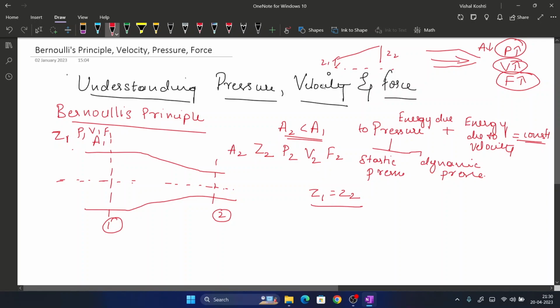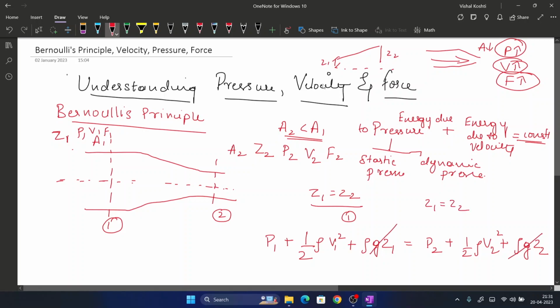So we can write the pressure P1 plus the energy due to velocity, half rho V1 squared, at state point 1, plus rho g Z1, is the same as the pressure at point 2, P2, plus half rho V2 squared plus rho g Z2. And since Z1 is equal to Z2, we can strike this out. So we can write it as P1 minus P2 is equal to half rho times V2 squared minus V1 squared.